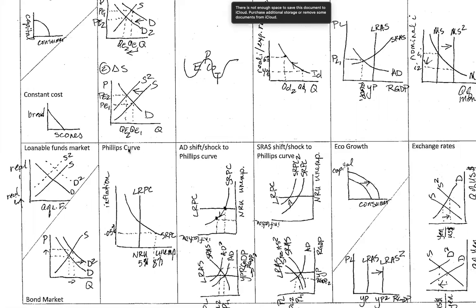But remember, the Phillips curve has unemployment on the x-axis, inflation on the y-axis. If inflation is above 2%, you're up here. If inflation is below 2%, you're down here. Accordingly, if unemployment is above 5%, you're further on this x-axis. If unemployment's below 5%, you're up here.